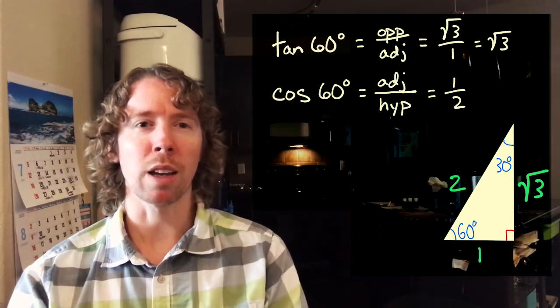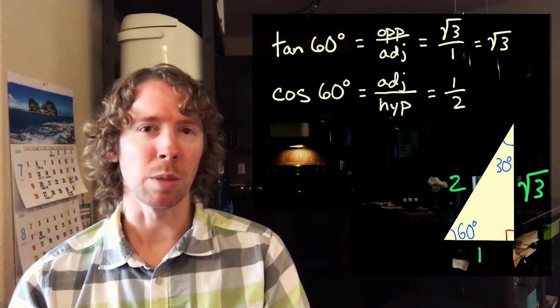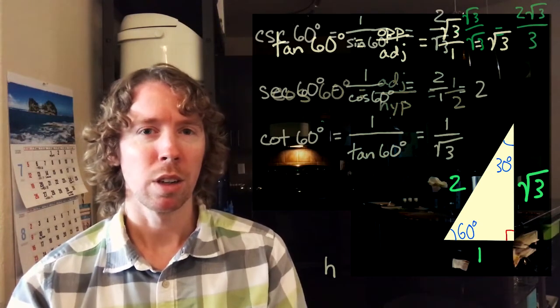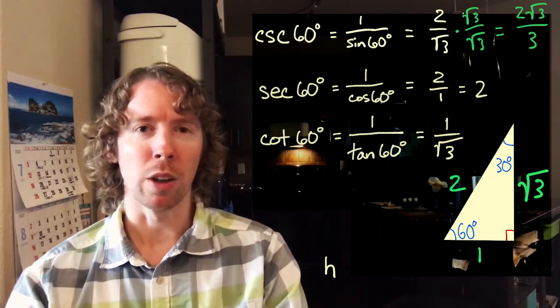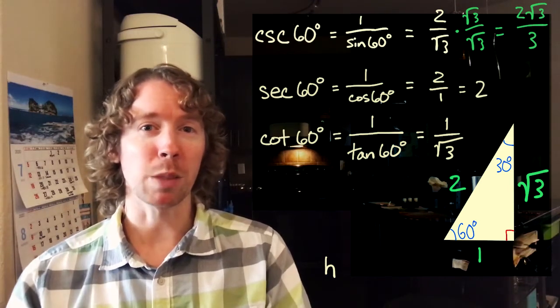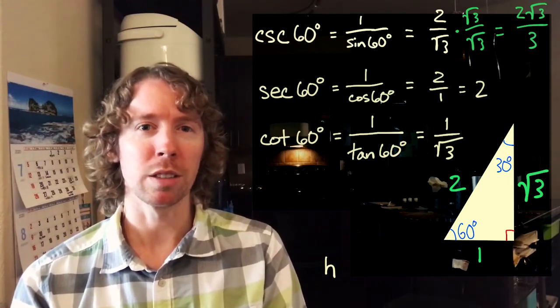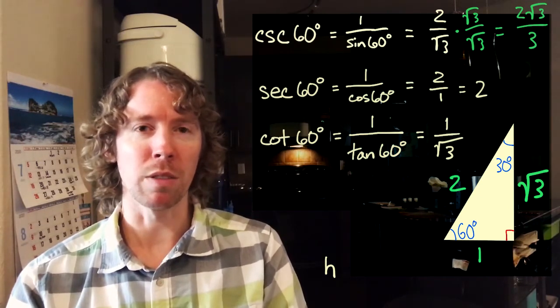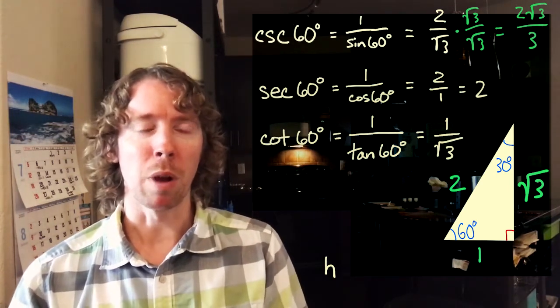And then we know how to get the other 3 trig functions by just taking the reciprocals of these first 3. So secant, cosecant, cotangent, we've got as well now. So that's pretty simple. We got everything for 60 degrees. All 6 trig functions evaluated at 60 degrees. We can do the same thing for 30 degrees. But I want to point out something kind of special here.